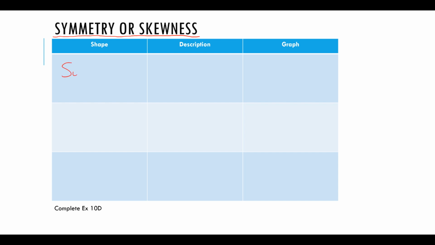So if the shape is symmetrical, the idea is that if you kind of folded the frequency distribution, the frequency polygon in half around a sort of vertical line, then one half would match the other one. So it is the same either side of a vertical line.